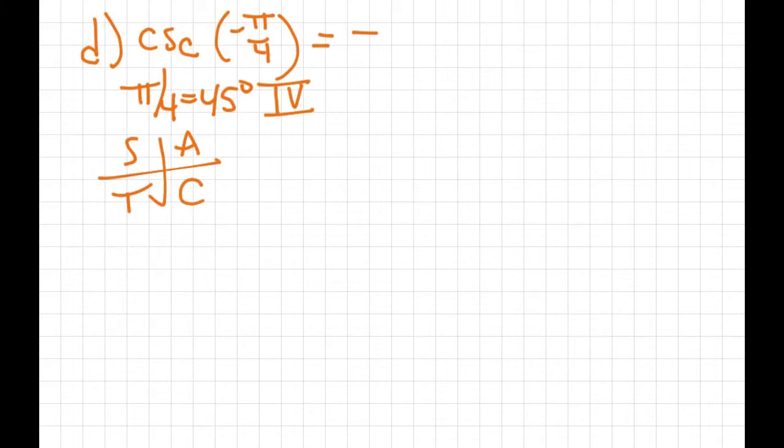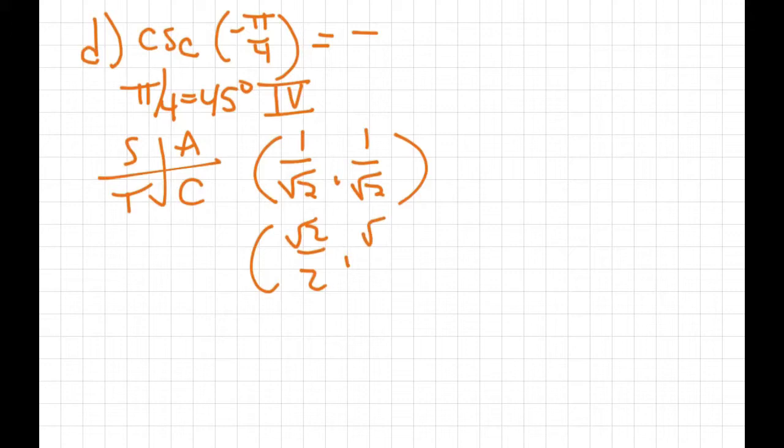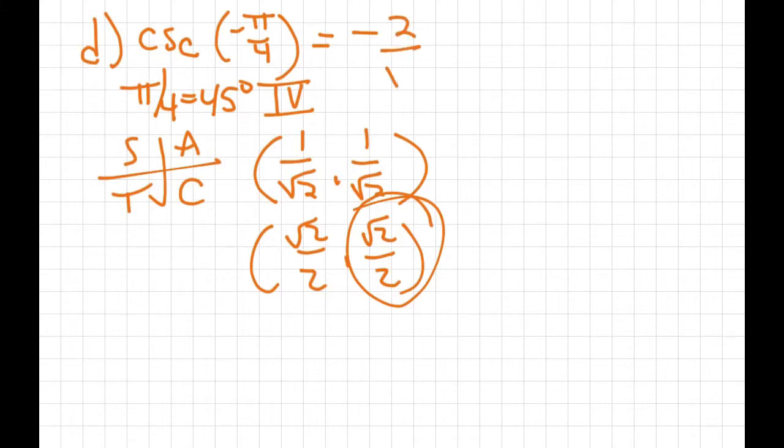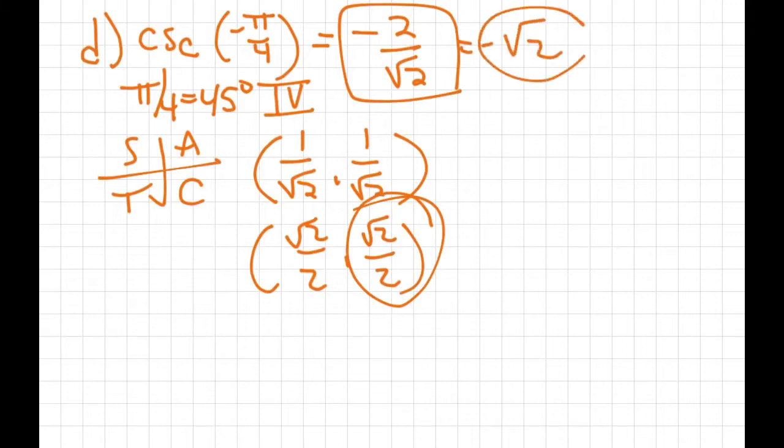Well, if the reference angle is 45 degrees, then the ordered pair is 1 over radical 2, 1 over radical 2. Or you could tell me it's square root of 2 over 2, square root of 2 over 2. Remember, both of those ordered pairs are the same. The cosecant is the reciprocal of sine. So here's my sine, here's its reciprocal. Or you can tell me it's negative square root of 2. That's fine too.